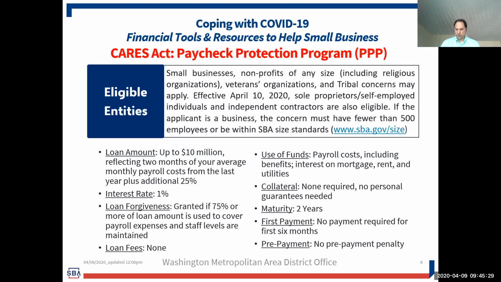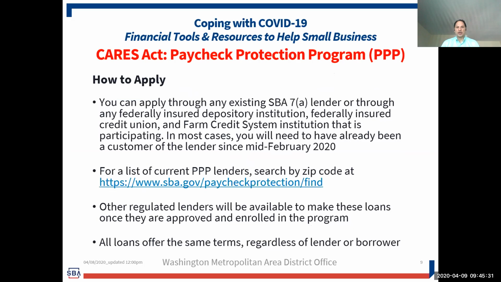Okay, so next thing here, you can apply through any existing SBA lender. So your bank is probably an SBA lender. Some small community banks and federal credit unions are not SBA 7(a) lenders, but most of them are. If yours already is, you can apply through them.